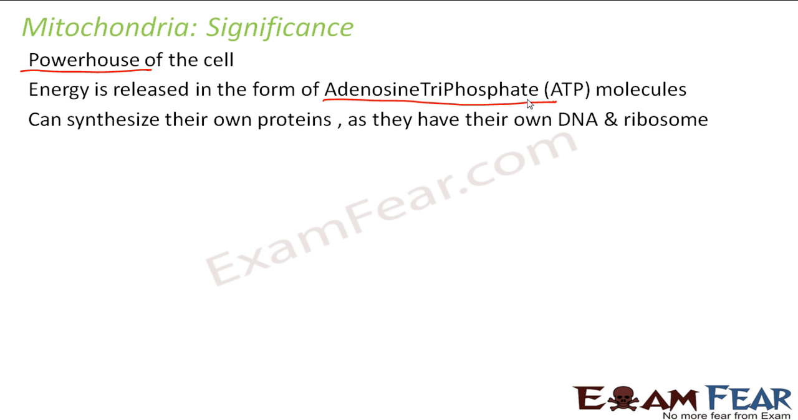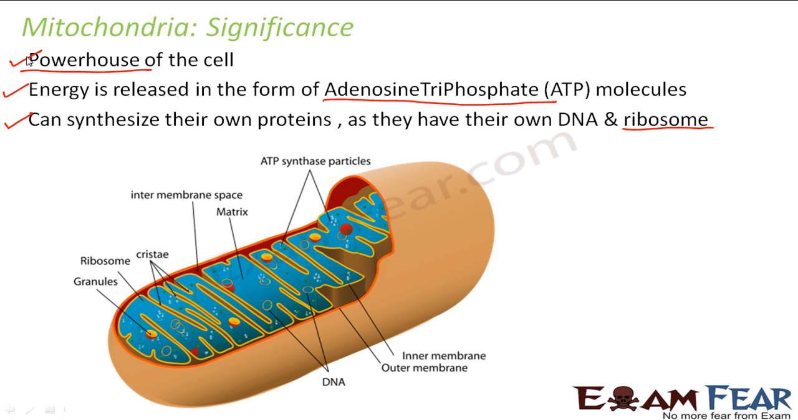It can synthesize its own proteins as they have their own DNA and ribosomes. Now, if you have ribosomes, that means you can manufacture proteins, because ribosomes are the site for protein synthesis, right? Since mitochondria has its own ribosome and own DNA, therefore they can synthesize their own proteins. So mitochondria is not dependent on the proteins which are generated on the endoplasmic reticulum and then carried over by the Golgi apparatus. Mitochondria is not dependent on anybody for proteins. It can synthesize its own proteins. So mitochondria is the powerhouse of the cell.